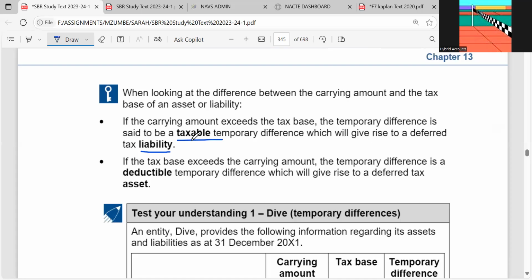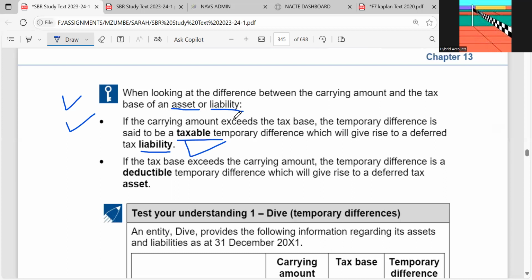We are speaking of the assets because assets and liabilities cannot have the same implication, right? If the carrying amount of an asset exceeds the tax base, the temporary difference is taxable, right? Take an example of depreciation. It means we charge less depreciation for accounting purpose than for tax purpose. If we charge less depreciation, it means we have more income. If we have more income, we have to charge ourselves more tax. And that's why you have what? A deferred tax liability. Right.